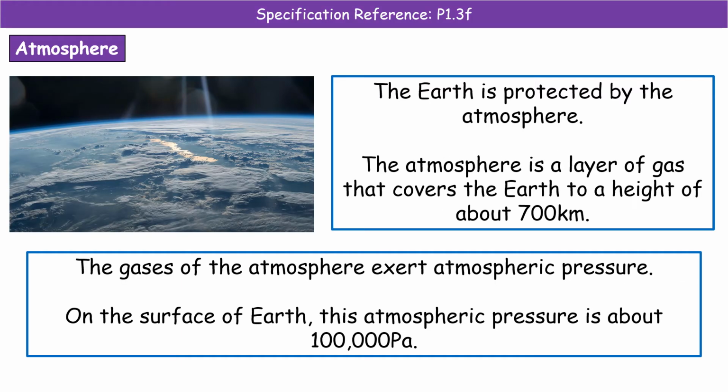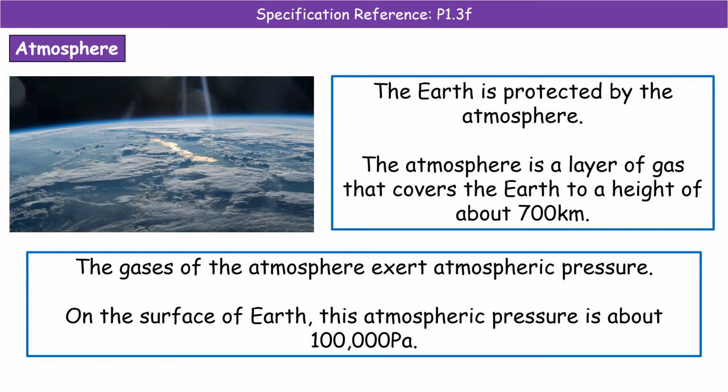The next type of pressure we need to understand is atmospheric pressure. Now, hopefully we all know that Earth is protected by an atmosphere, so basically a layer of gases around the whole planet, and it's going to be up to about 700 kilometers. Those gases are obviously pressing down on the things beneath them, and therefore they exert atmospheric pressure.